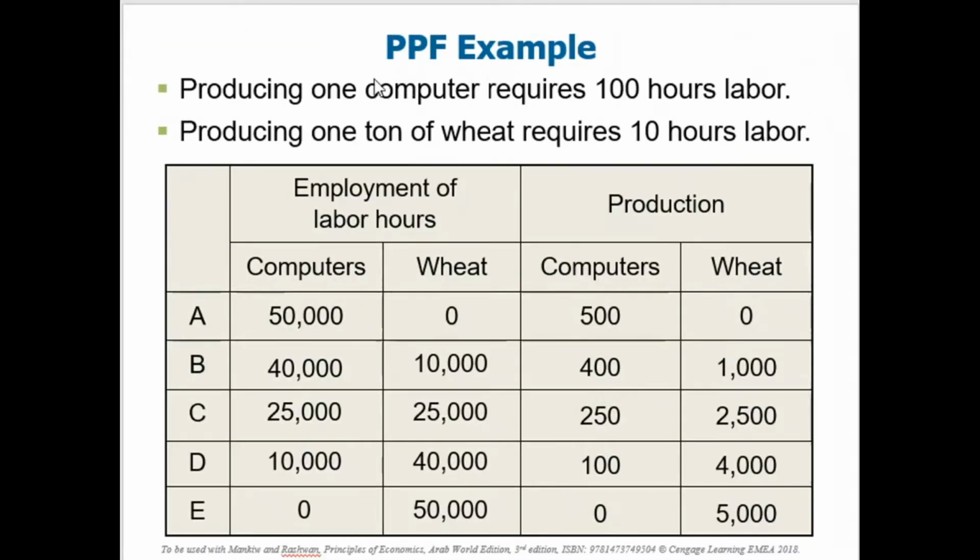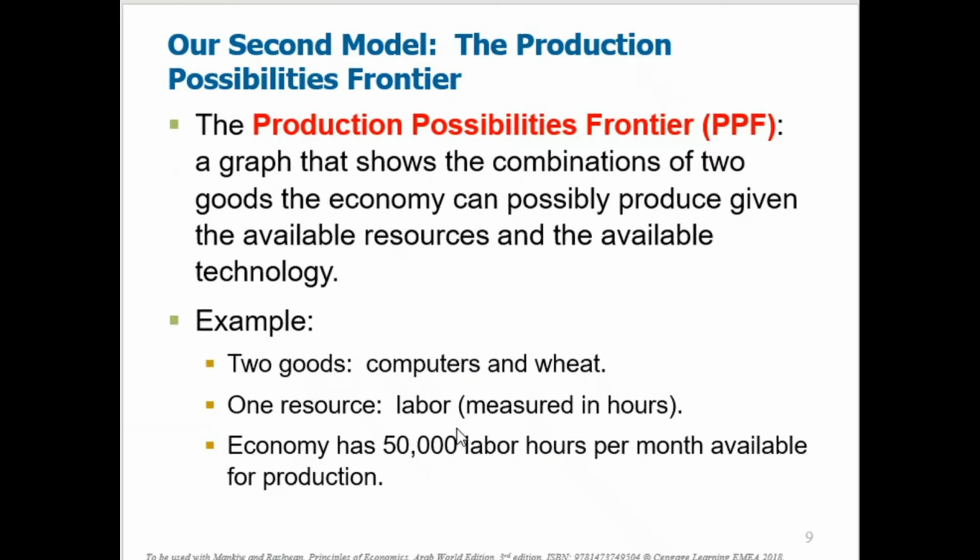The other assumption for this PPF example: to produce one computer, it requires 100 labor hours. And to produce 1 ton of wheat, it requires 10 labor hours. In this table, we have the employment of labor hours, and here we have the production. For example, we want to use all our labor to produce computers. What is the maximum number of hours we have? We have 50,000, as we said earlier in this slide.